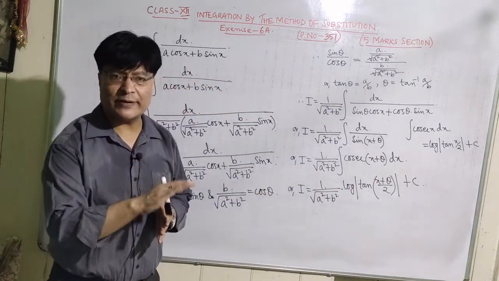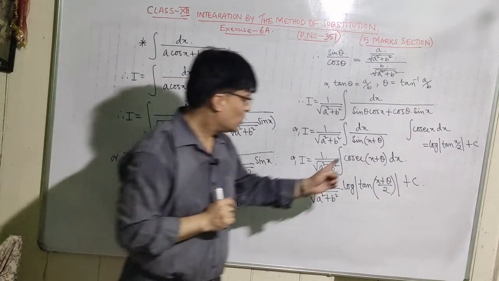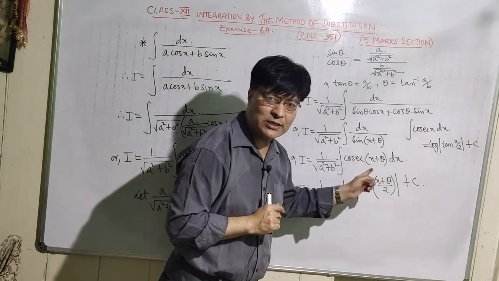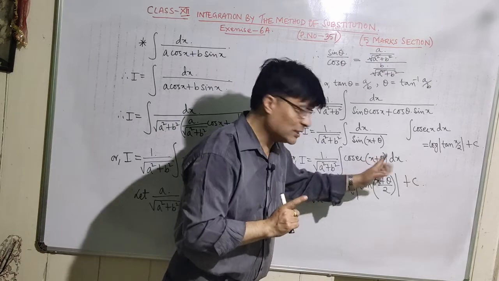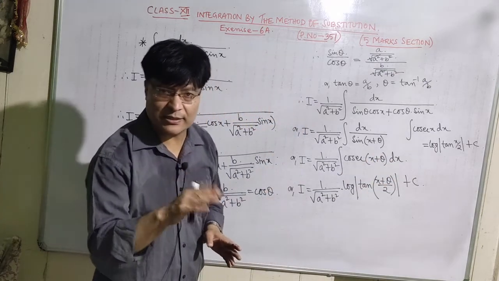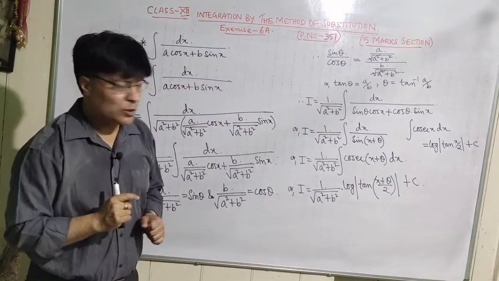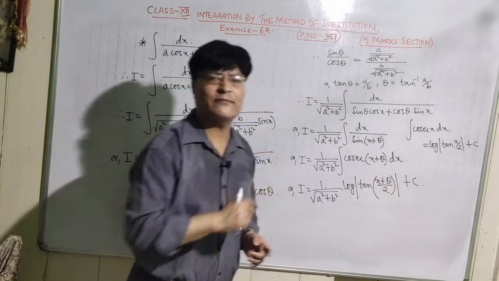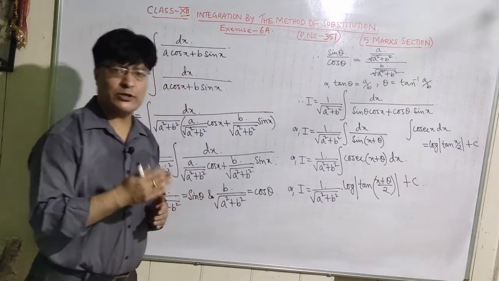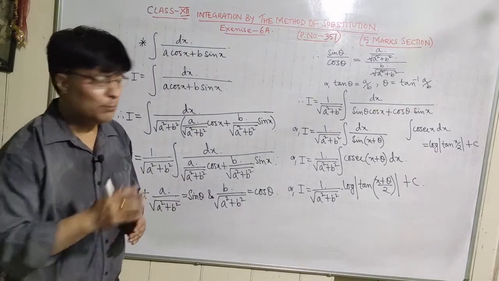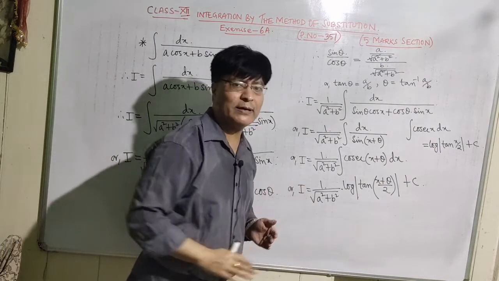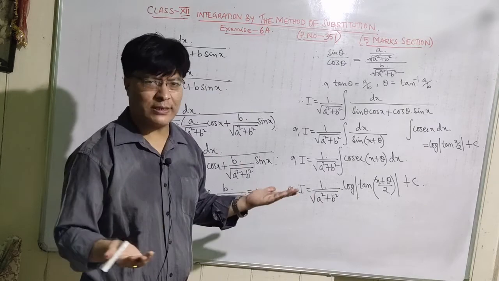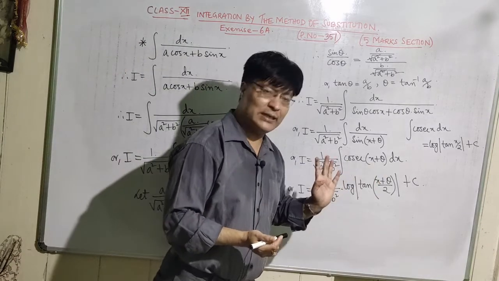What is the differentiation of x plus theta with respect to x? Only x is the variable. What is the differentiation of x? 1. Plus theta is a constant. What is its differentiation? It is 0. 1 plus 0 is 1. So you have to divide it by differentiation of x plus theta in case of integration. In case of differentiation, you should have multiplied by 1. But in case of integration, you have to divide it by 1. Since it is 1, you don't have to write it. So this is the only integration.